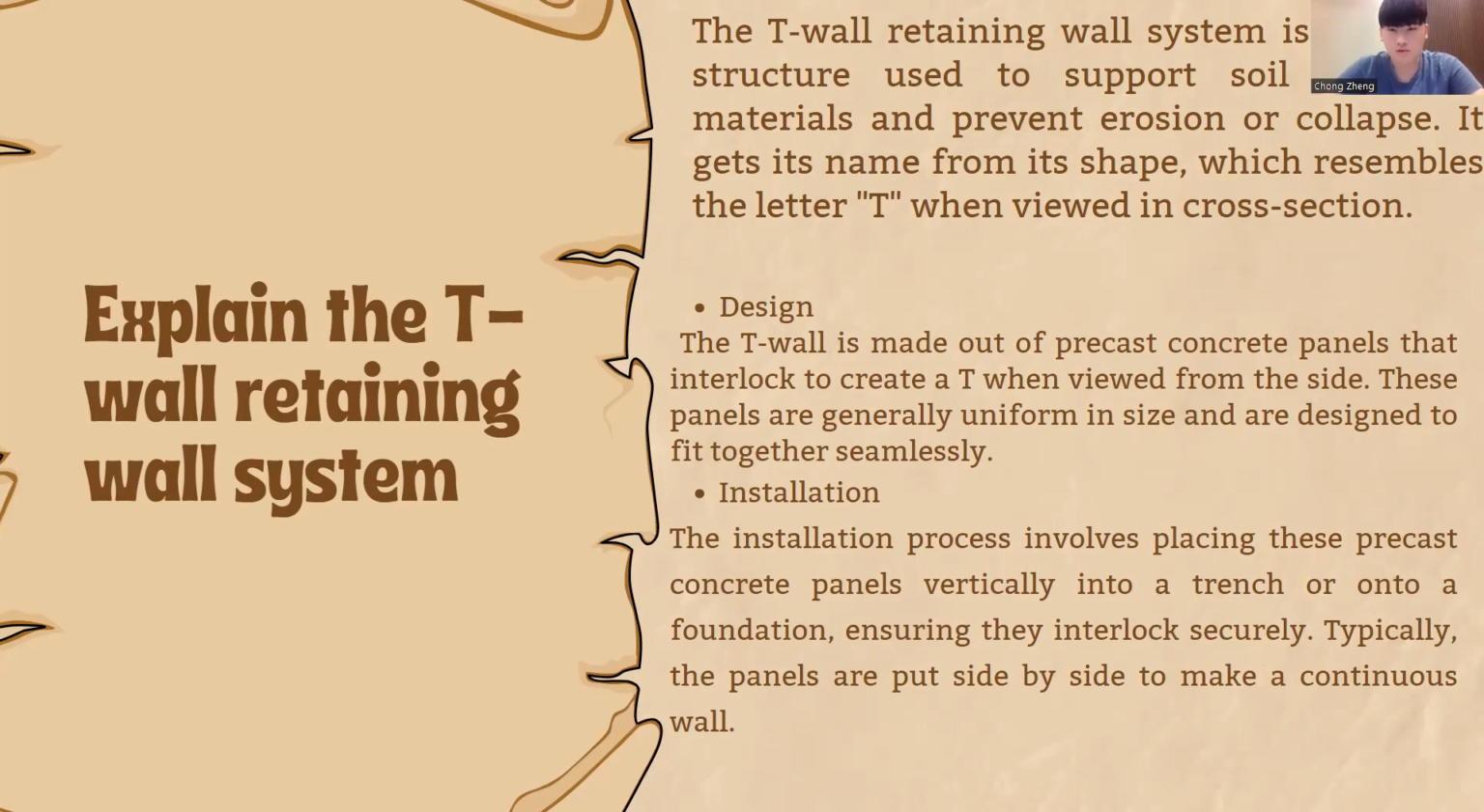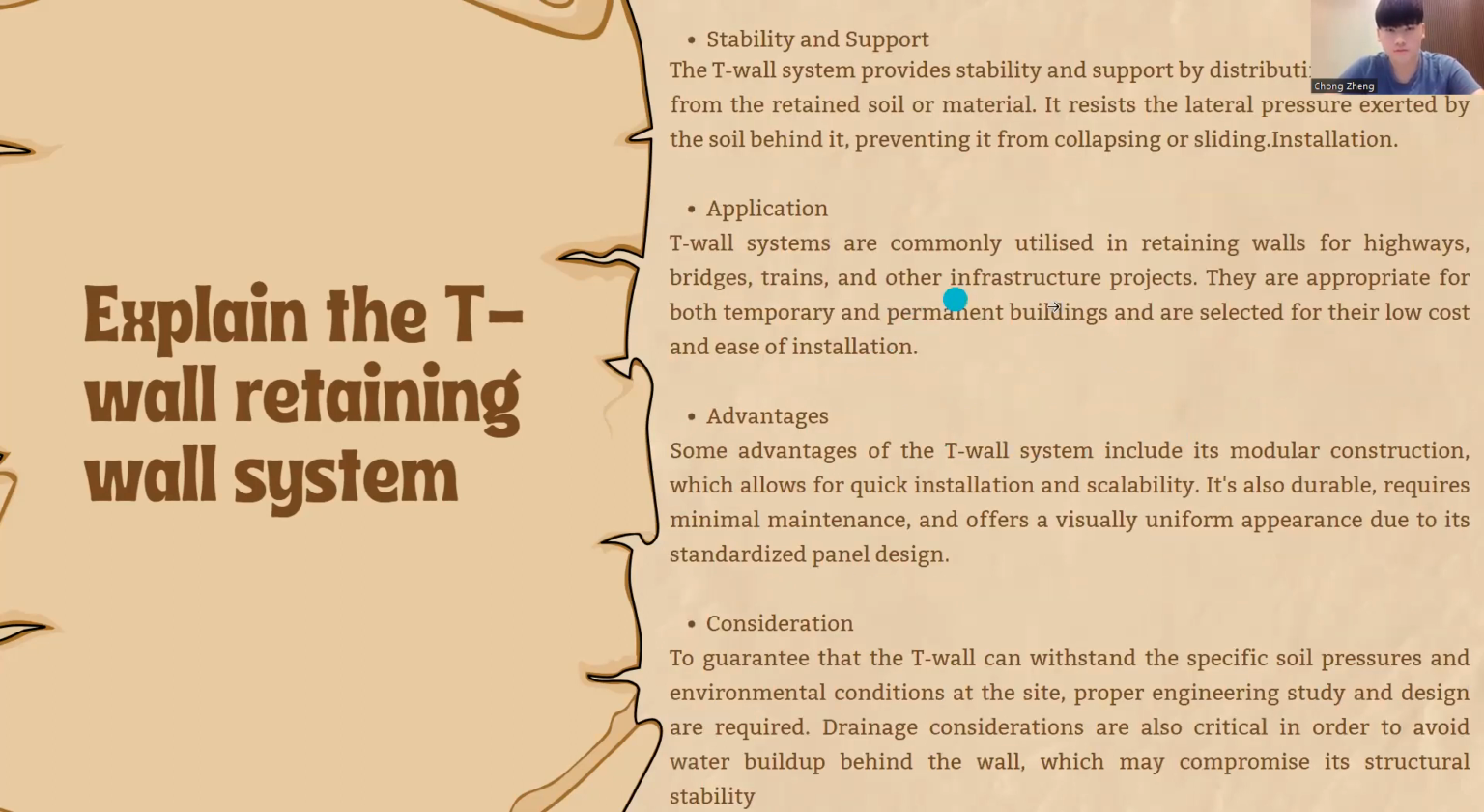The installation process involves placing the precast concrete panels vertically into a trench or onto a foundation. It ensures that they are interlocked securely. Typically, the panels are put side by side to make a continuous wall. And the T-wall system provides stability and support by distributing the pressure from the retained soil or material. It resists the lateral pressure exerted by the soil behind it, preventing it from collapsing or sliding.